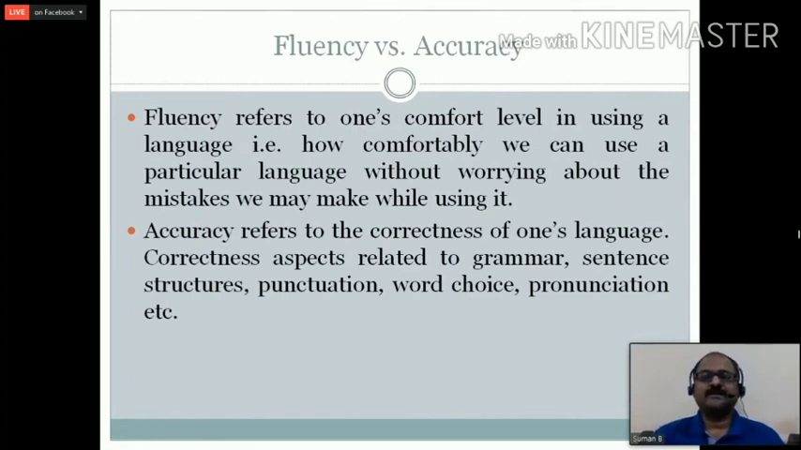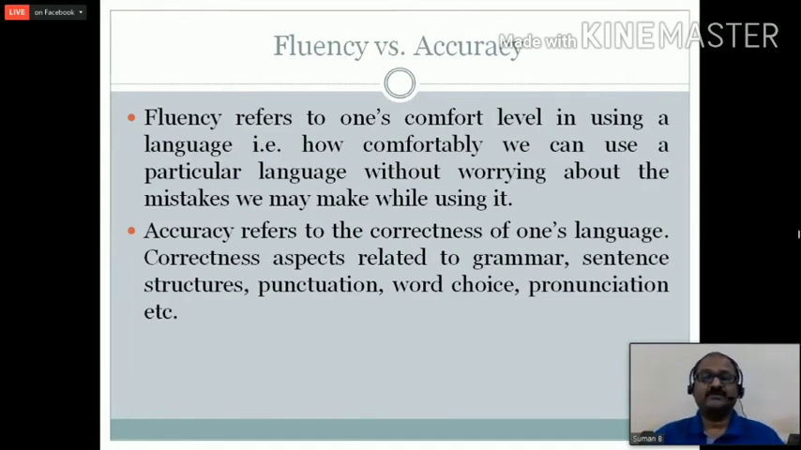Similarly, to extend our understanding in a similar context, we need to understand what fluency and accuracy are. Fluency refers to one's comfort level in using a language. How comfortable you are in using a language, that refers to fluency. Accuracy refers to correctness. How correct is your language? So again, what are the implications of this understanding? When we are beginning to learn a language, initially our primary goal is fluency.